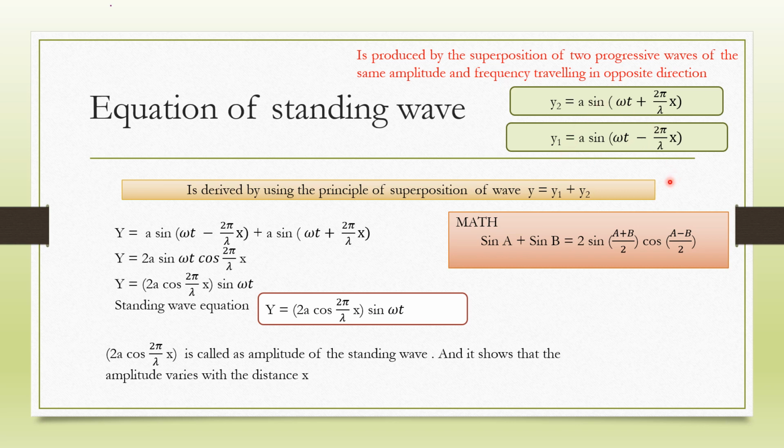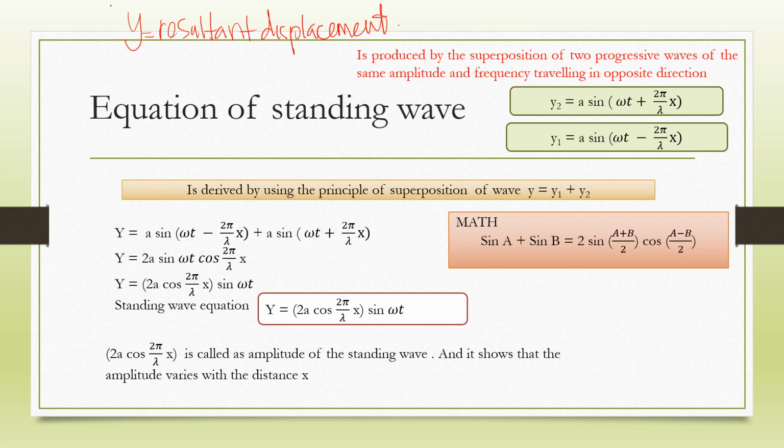Now these two waves, y1 and y2, will superpose, based on the principle of superposition. So when we want to get the equation of a standing wave, we need to use the principle of superposition, which means we take y equals y1 plus y2. Who is y? Y is called the resultant displacement.